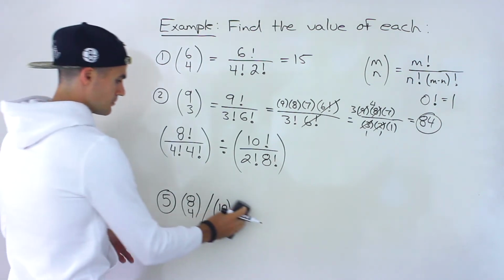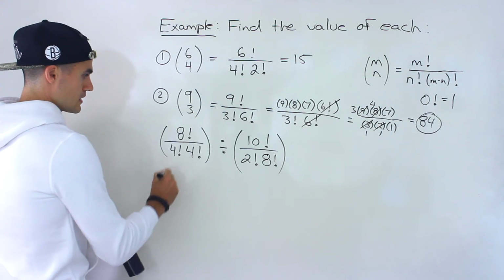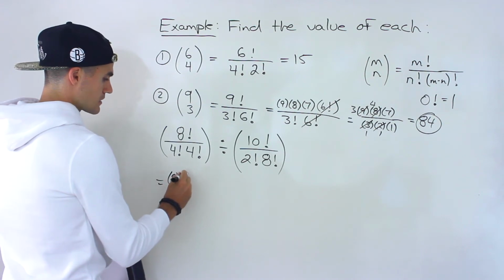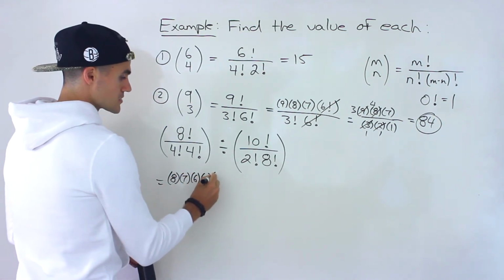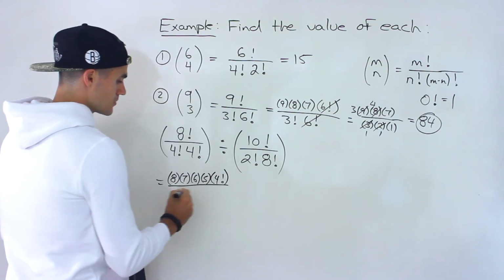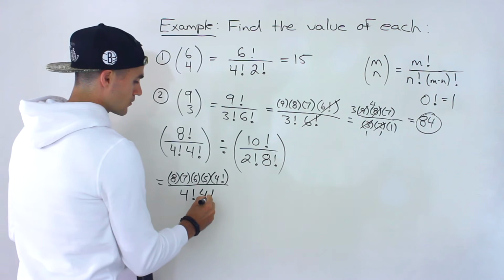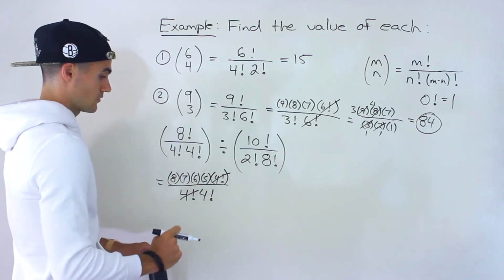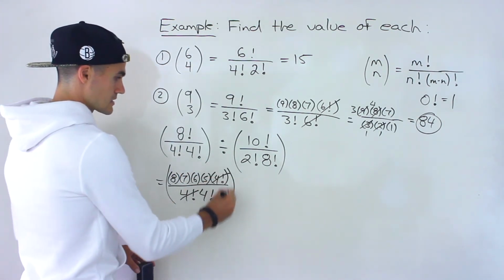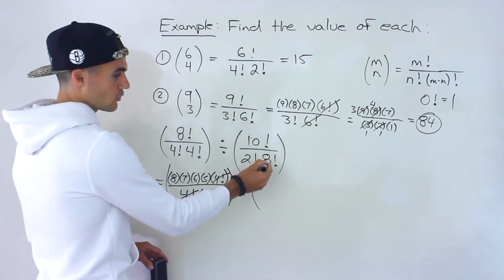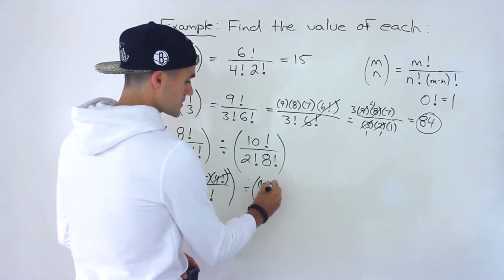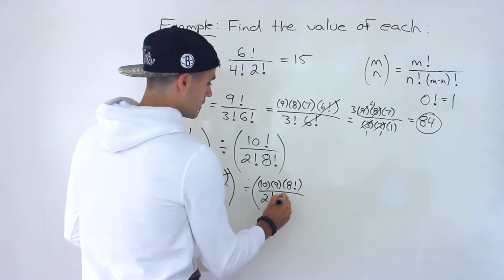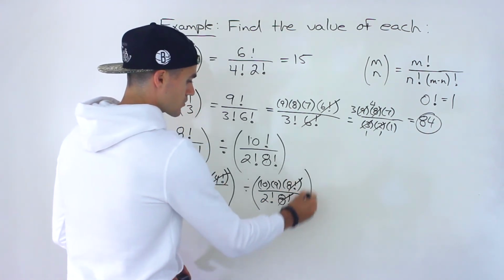And so from here, we can simplify the 8 factorial over the 4 factorial. That can be 8 times 7 times 6 times 5 times 4 factorial, over 4 factorial times 4 factorial. The reason why I wanted to put it like that is so the 4 factorials cancel out. Only one of them cancels out there. We're still going to have this divided by 10 factorial over 8 factorial, that's 10 times 9 times 8 factorial over the 2 factorial, and then we have 8 factorial. And then notice the 8 factorials cancel out.